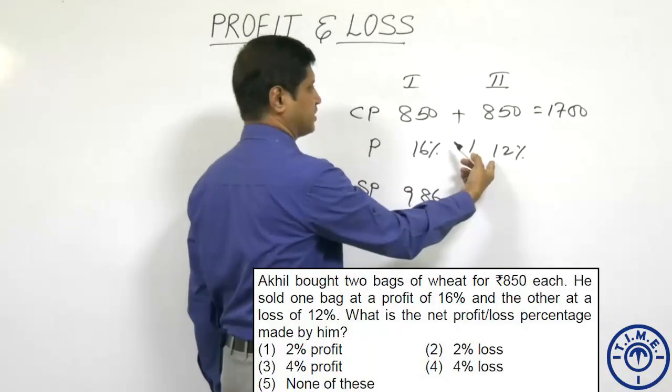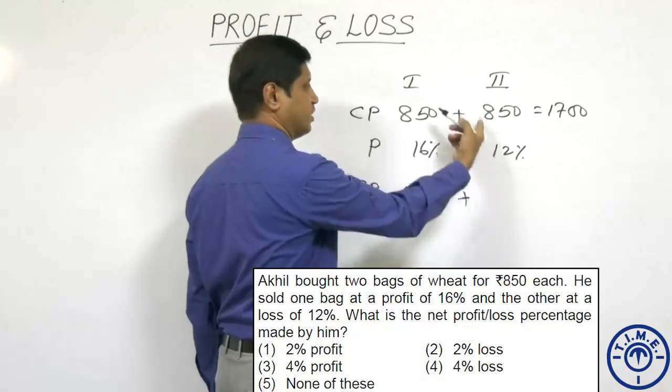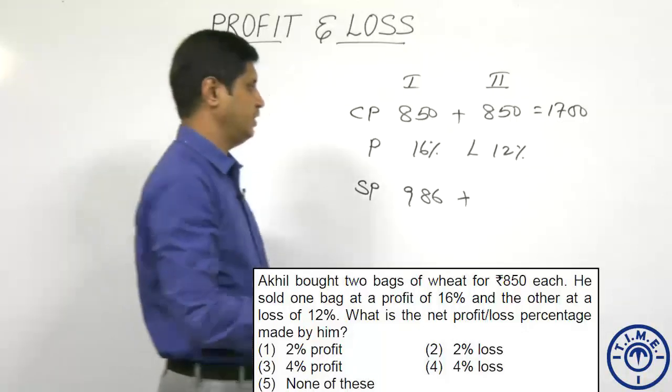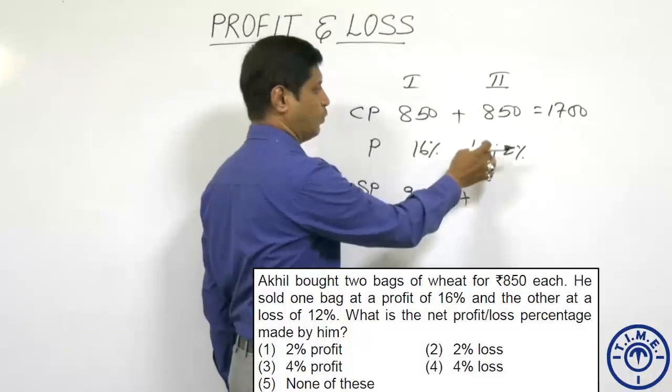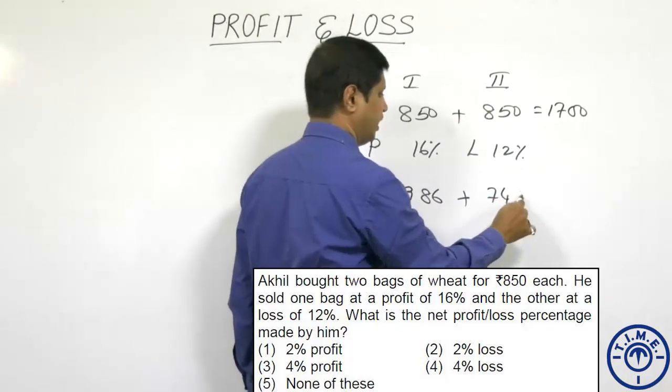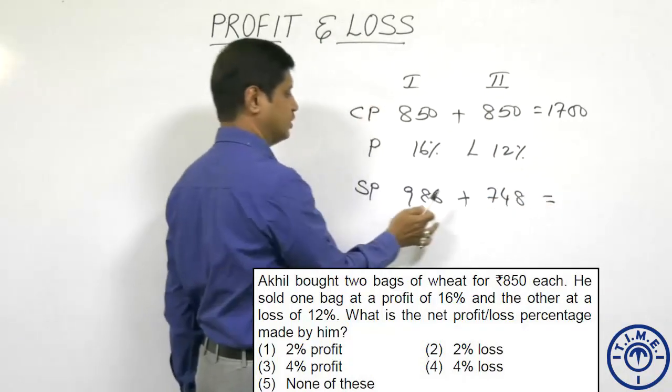Now what about the loss percent? Loss percent of 12% is 12% on 850. 12% of 850 is 102. When 102 is subtracted, the result is 748. Now what is the sum of these two values?